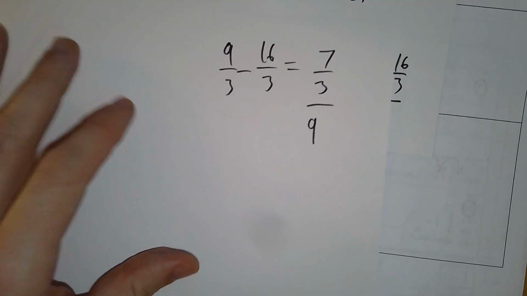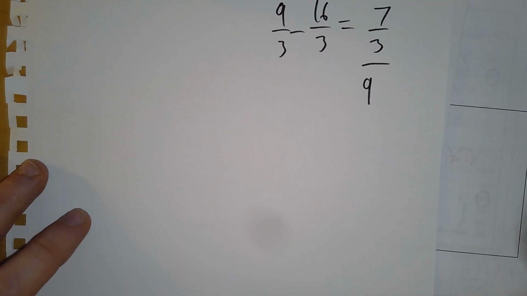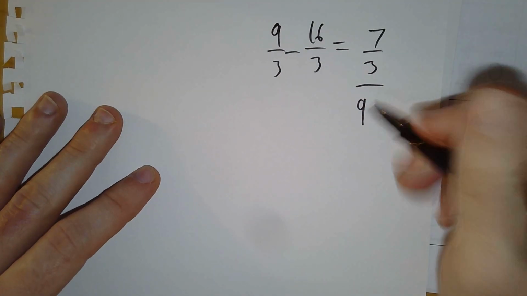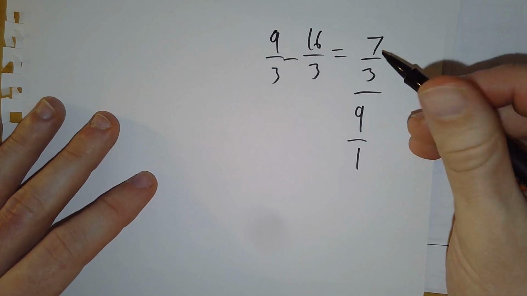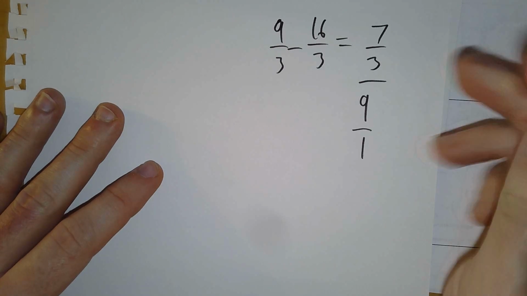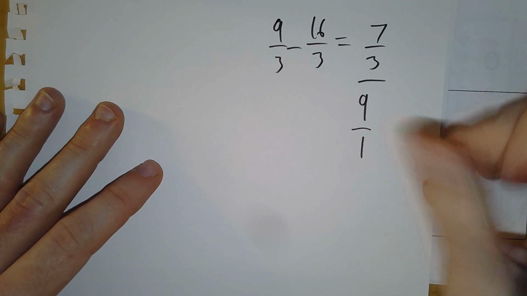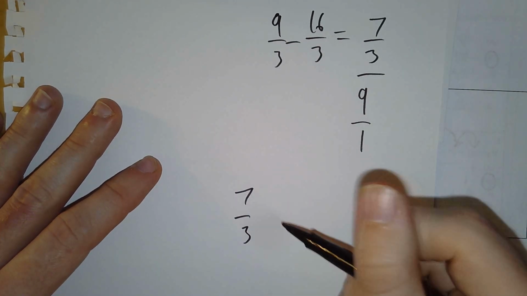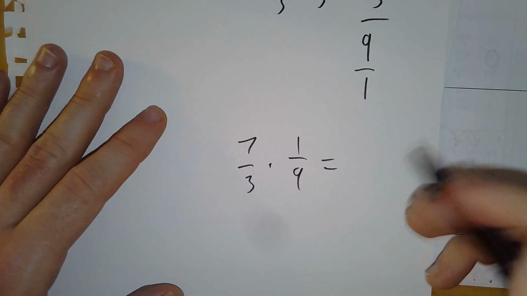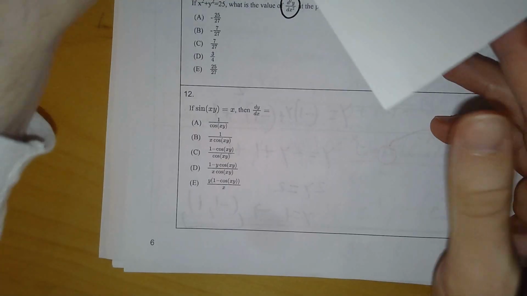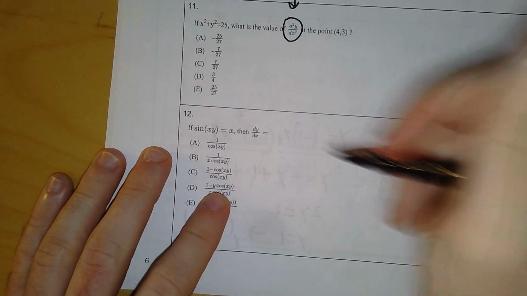Okay. 7 thirds divided by 9. Whenever you're dividing complex fractions, something really useful to know: that is 7 thirds divided by 9 over 1. What you do when you have complex fractions is take the top one and multiply it by the reciprocal of the bottom. This is the same thing as 7 thirds times 1 over 9, which is 7 over 27. Okay, is that on there? It is, yay. Okay, good. All right, moving on.